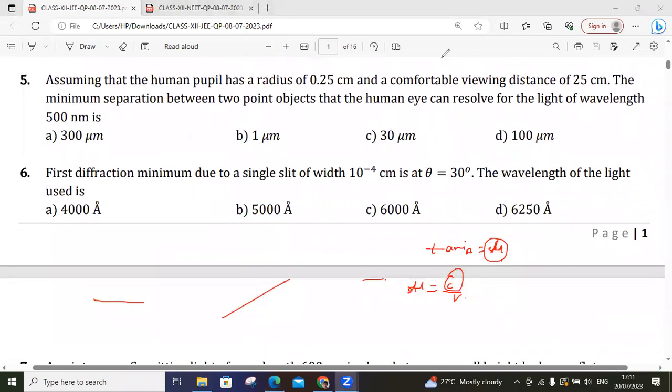So assuming that the human pupil has a radius of 0.2 centimeter and a comfortable viewing distance of 25, the minimum separation between 2 point objects that the human eye can resolve for the wavelength of is. So we see the human eye is a lens, right?